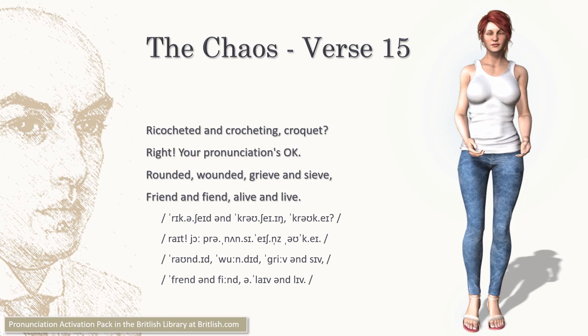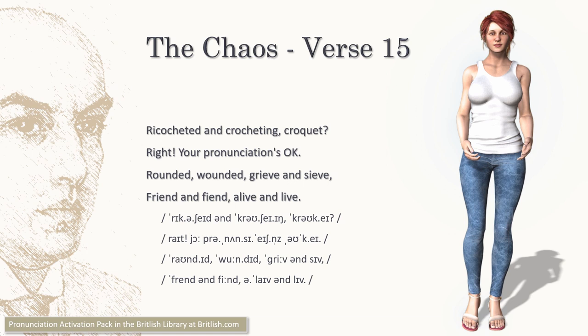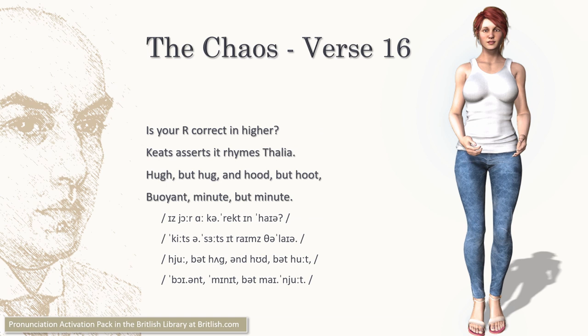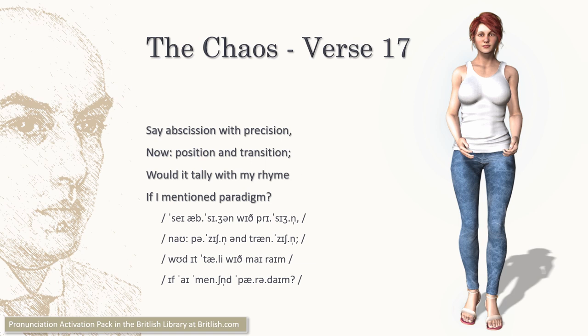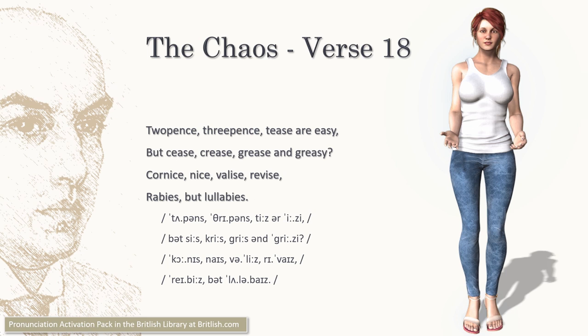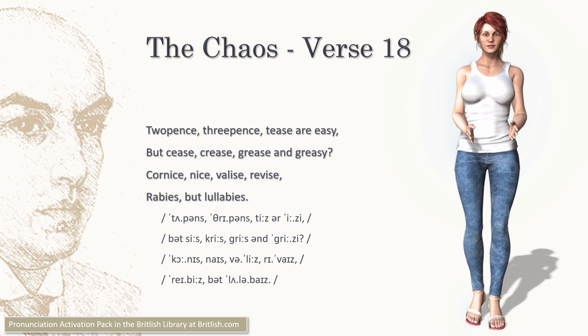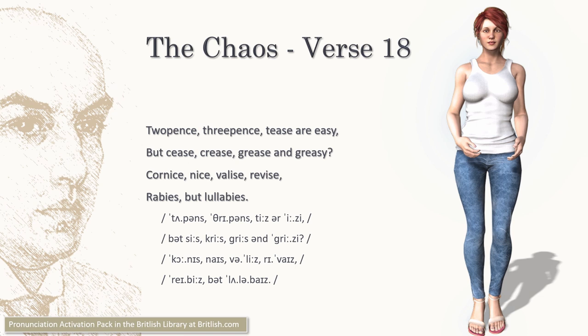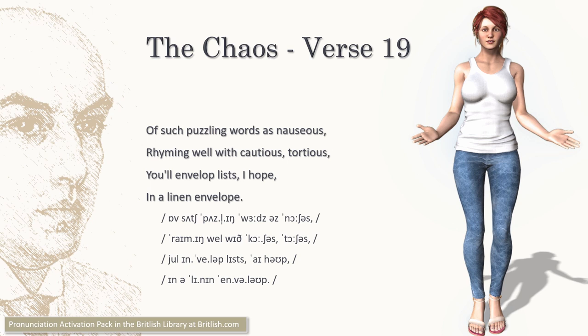Right! Your pronunciation's OK. Rounded, wounded, grieve and sieve, friend and fiend, alive and live. Is your R correct in hair? Keats asserts it rhymes the Lyre. Hugh, but hug, and hood, but hoot. Buoyant, minute, but minute. Say abscission with precision, now: position and transition. Would it tally with my rhyme if I mentioned paradigm? Tuppence, threepence, easier, but cease, crease, grease and greasy? Cornice, nice, valise, revise, rabies, but lullabies. Of such puzzling words as nauseous, rhyming well with cautious, tortious, you'll envelop lists, I hope, in a linen envelope.